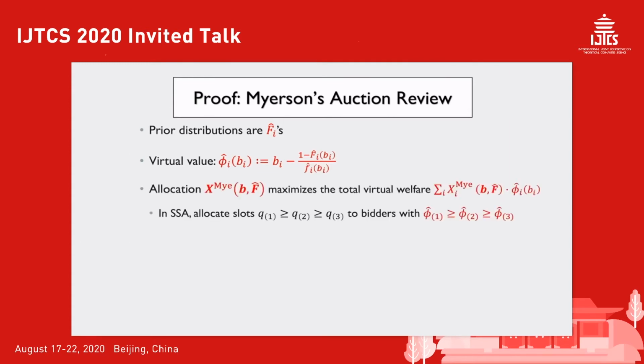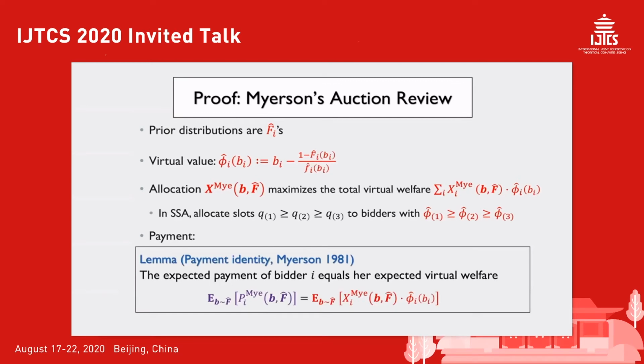Then for the allocation rule of Myerson's auction, it should maximize the total virtual welfare, where the virtual welfare of bidder i is her allocation x_i times her virtual value phi_i hat. In the sponsored search auction, because each slot can be allocated to at most one bidder, and each bidder can receive at most one slot, in order to maximize the total virtual welfare, we need to sort the slots by their quality non-increasingly, and sort the bidders by their virtual values non-increasingly as well, and then allocate the slots to bidders one by one. By the rearrangement inequality, we can show that this allocation maximizes the total virtual welfare.